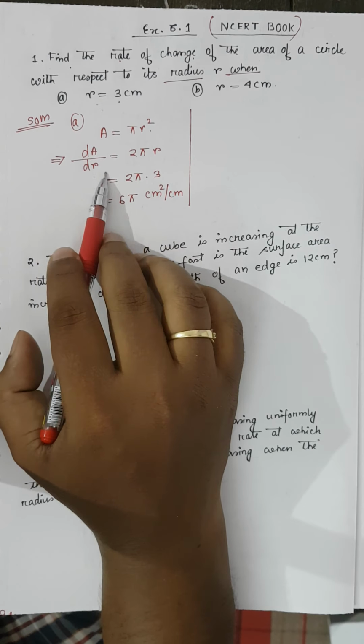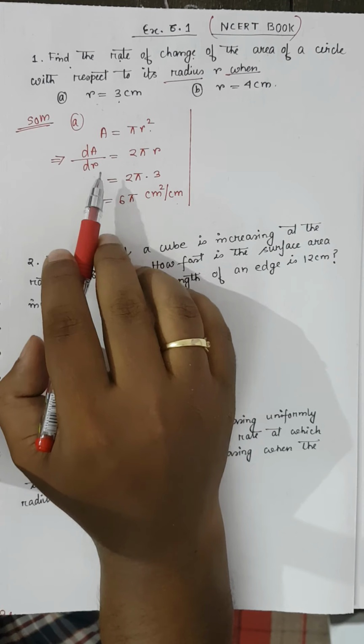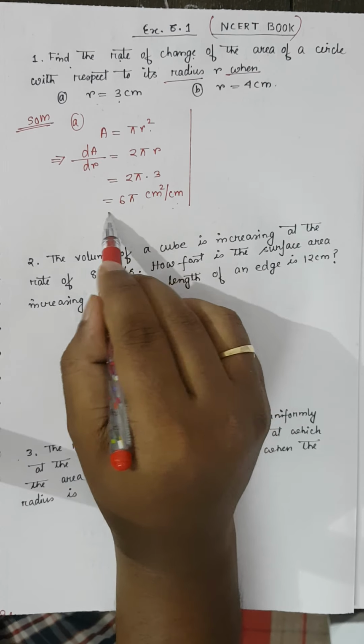So this is dA by dr. For area the unit will be cm square, by radius it is cm. So this is the required result.